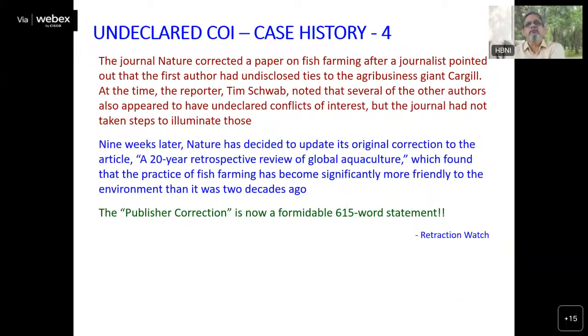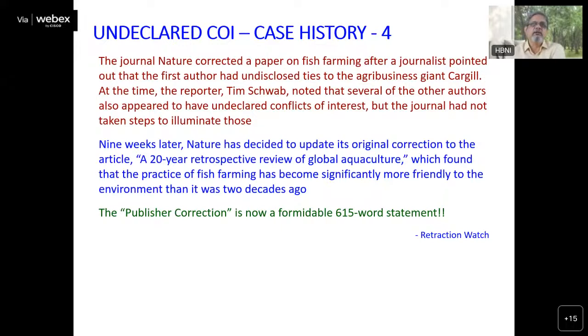Then there was another paper in the journal Nature, and they had to correct a paper on some fish farming after some journalists pointed out that one of the authors had undisclosed ties to an agriculture business giant called Cargill. Cargill is known in India also. So the reporter noted that several of the other authors also appeared to have undeclared conflicts of interest, but the journal had not taken any steps to eliminate those conflicts of interest.